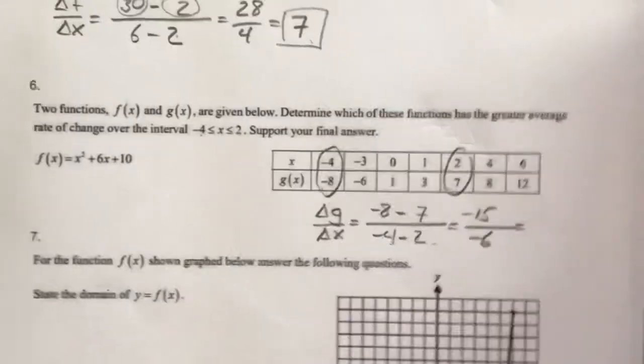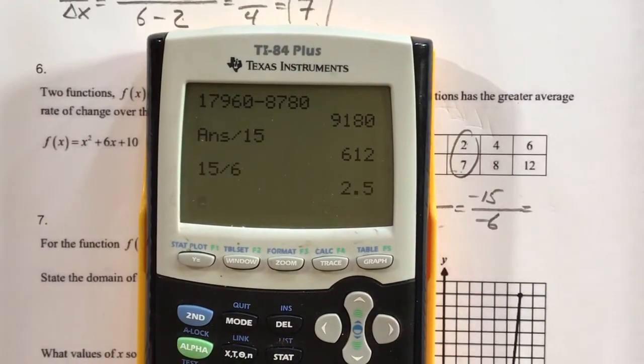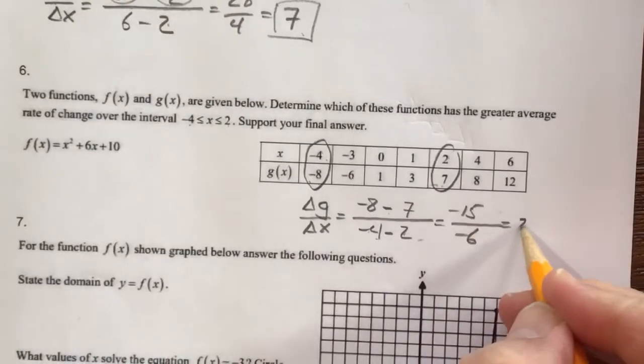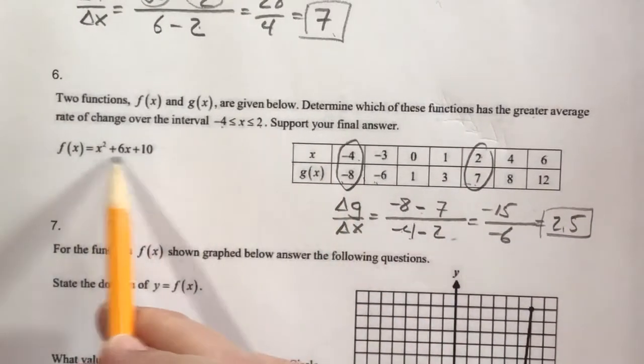Oh, two negatives. I might use my calculator on this one. What's 15 divided by 6? 2.5. It's going to be positive. 2.5. There's my rate of change. Now, I did this one first to show you. You could do the same thing on this.